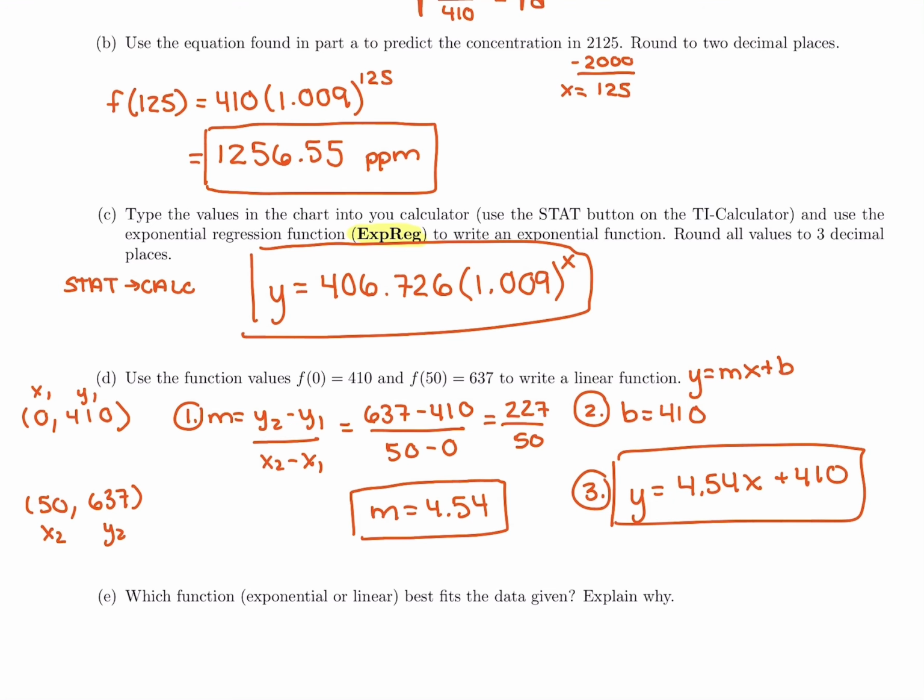The last part is really an opinion piece. Which function do you think did a better job of fitting the data? Just between these last 2 equations, I would definitely say the exponential, because we used our calculator and it was a line of best fit between all 5 points instead of 2 points.